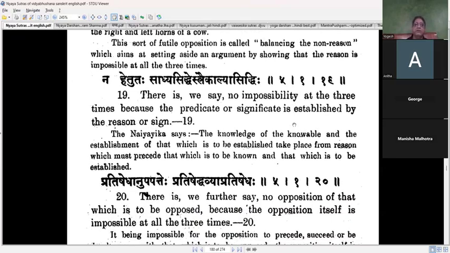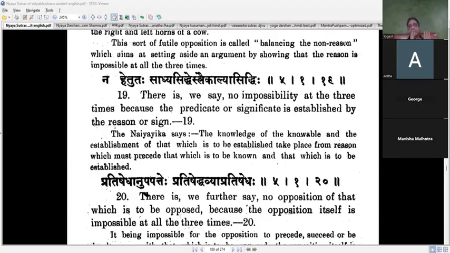Na hetutah sadhya siddhe traikalya asiddhi. This we say is no, there is no reason for you to negate the cause in the three times. Why? Because that reason is established by a sound logical process. The effect cannot be available in the absence of a cause, but the hetu or cause here is related to the sadhya, the thing to be proved. Hence, its coming before the proof is not a contradiction.